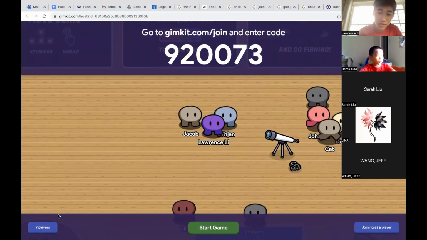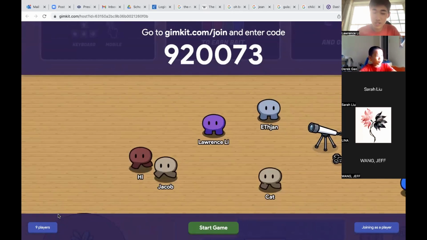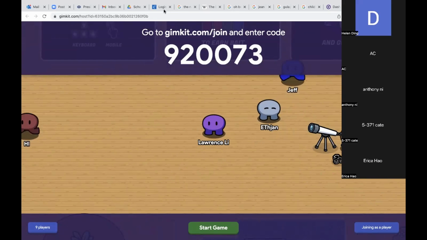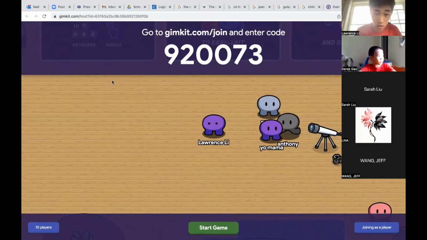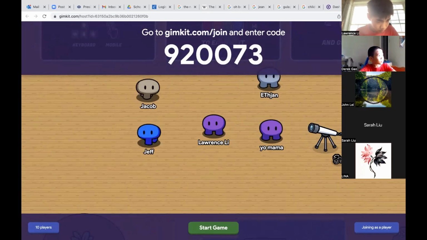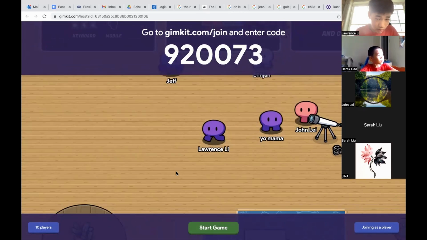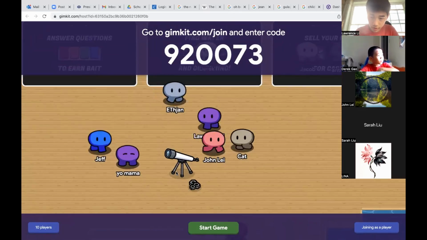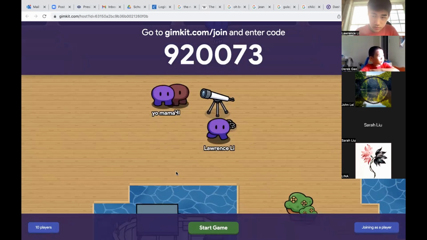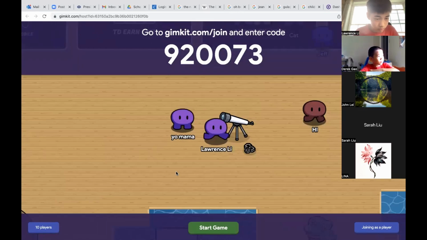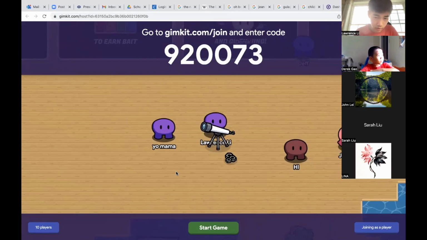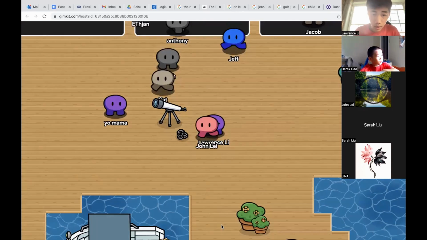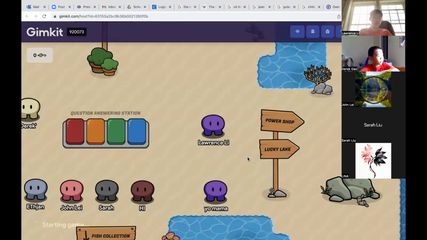Does anyone else who wants to join who hasn't joined? We have 9 players in right now, and we have 12 people in the call. Now we have 10 players. Feel free to just unmute and let me know that you're going to be joining in a second. You guys can also join late if you want, but I'm going to start it and let's see what's happening.